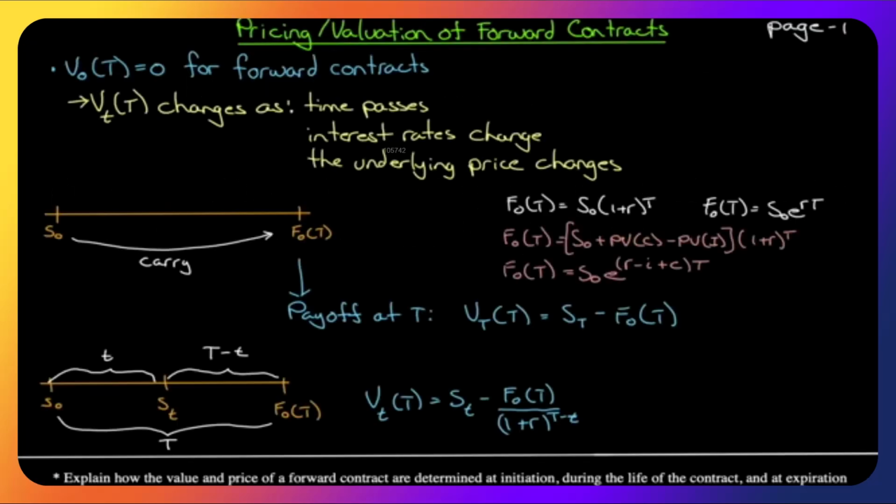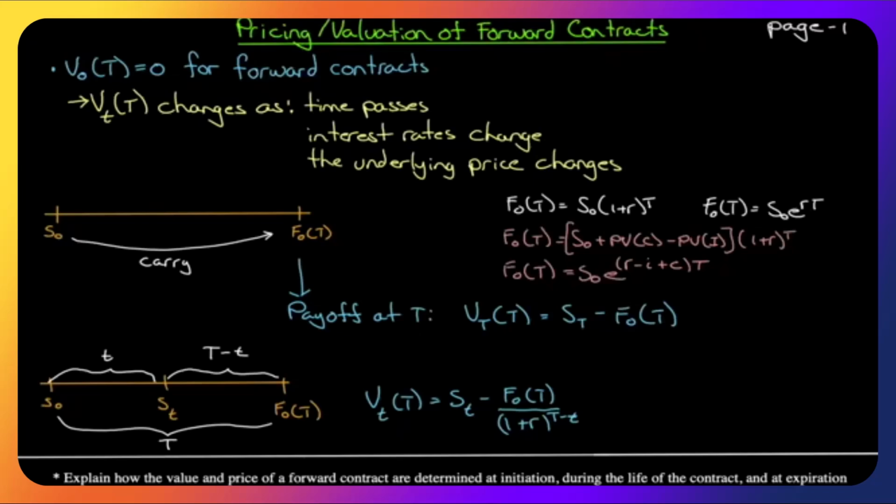We are on the module Pricing and Valuation of Forward Contracts, and for an underlying with varying maturities. Two LOSs to get through. First one, explain how the value and price of a forward contract are determined at initiation, during the life of the contract, and at expiration.